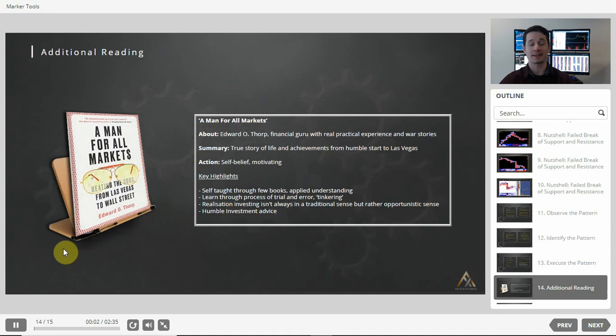Now, again, in the next of our additional reading, a fantastic book, quite a new book, came out in 2017. It's A Man for All Markets. It's written by Edward O. Thorpe, and he's a financial guru, effectively, with real practical experience and war stories.